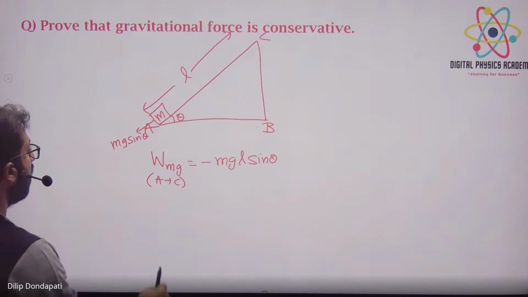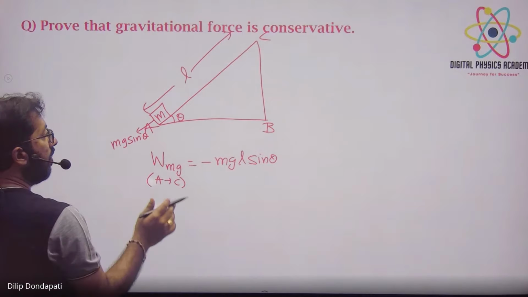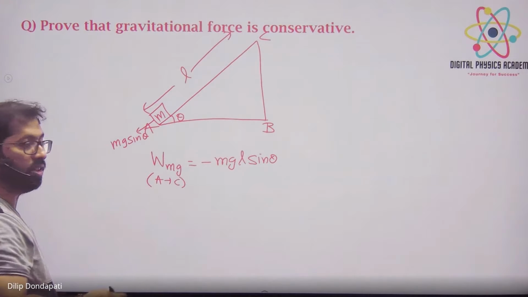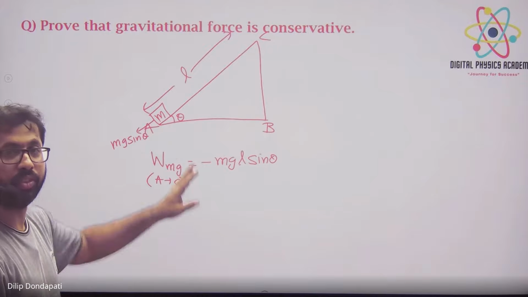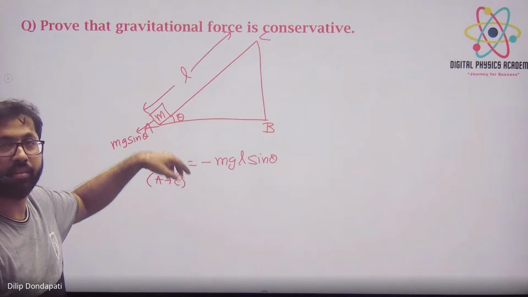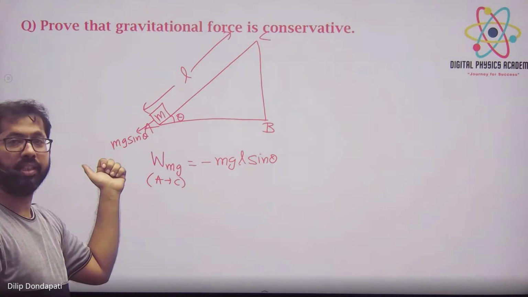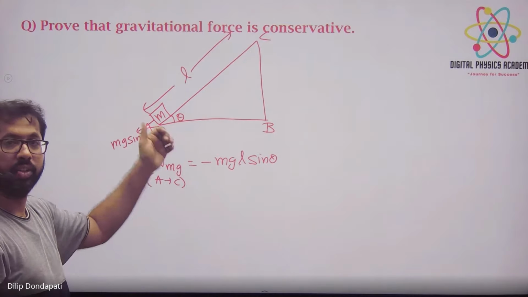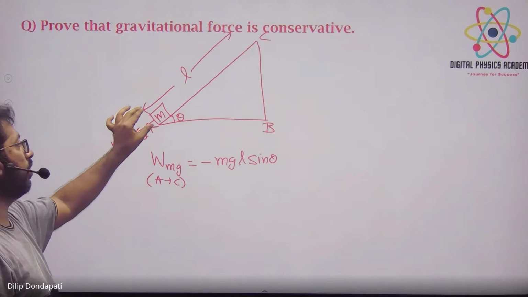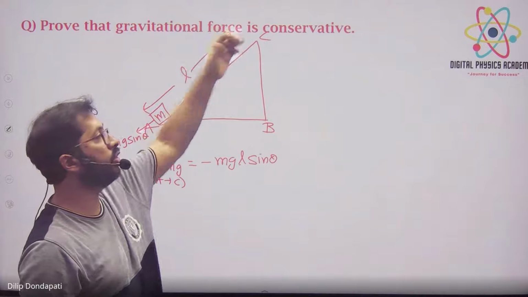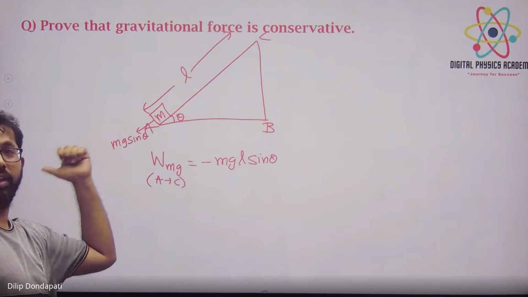Sir, but they're asking with gravity, isn't gravity mg cos theta? No, gravity is mg only, and this is the work done by gravitational force only. We should take the components of mg, not mg again: mg sin theta and mg cos theta. So to bring the mass from here to here, which force is acting? Only one force, mg sin theta, in this direction.